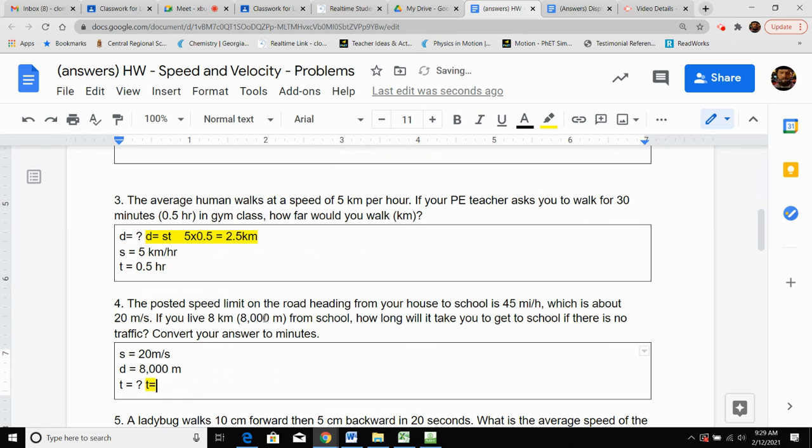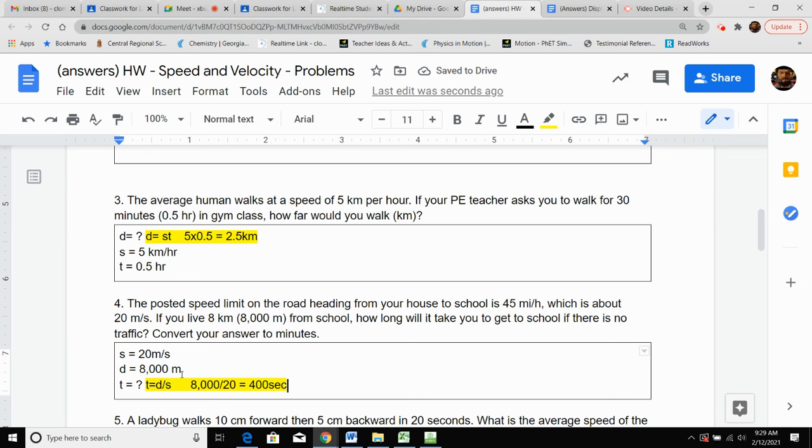All right, so t equals d divided by s, distance divided by the speed. Do we have each of them? Heck yeah, we do. The distance here would be 8,000 meters, and we're dividing that by 20 meters per second. So we have 8,000 divided by 20, and that's going to give us an answer of 400 seconds.